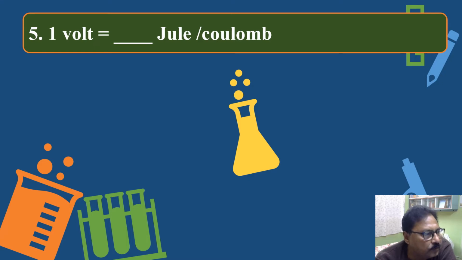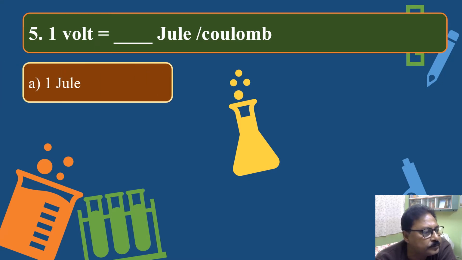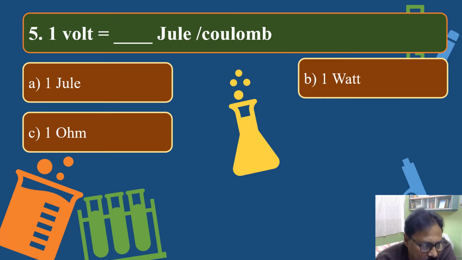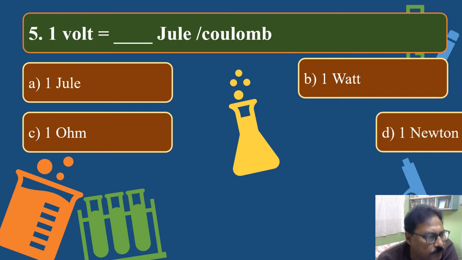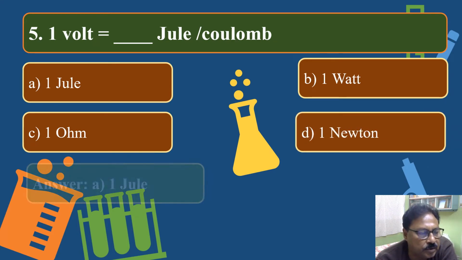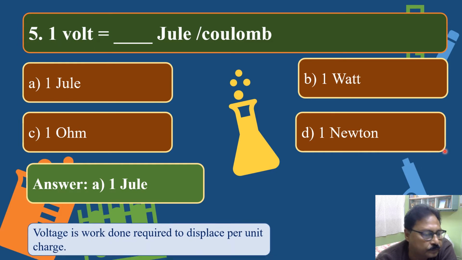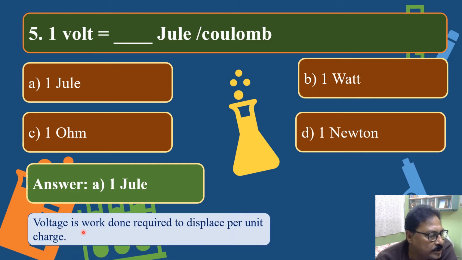Question number 5. 1 volt is equal to dash joule per coulomb. Option A, 1 joule. Option B, 1 watt. Option C, 1 ohm. Option D, 1 newton. The correct option is option A, 1 joule. The voltage is the work done required to displace per unit charge.